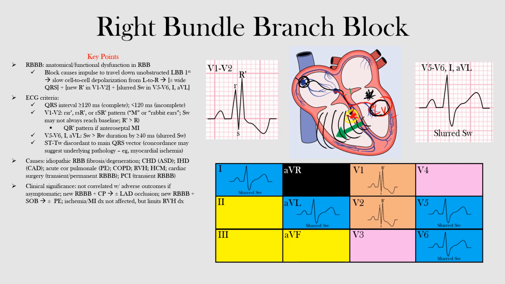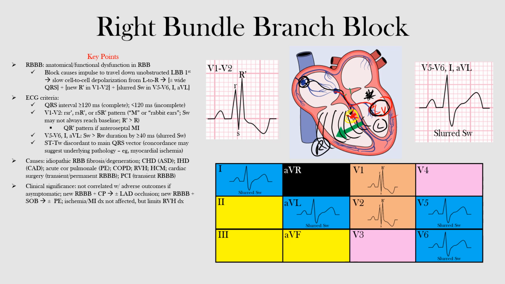So notice that green arrow, that's the last vector. That's the later vector because it's coming from the left side. It's going from left to right, okay, across, coming from the left ventricle. And this slow cell-to-cell depolarization results in slower depolarization time, which manifests on the EKG by a prolonged QRS interval to 120 milliseconds, which is 3 small boxes or more. This prolongation is key for any complete bundle branch block.